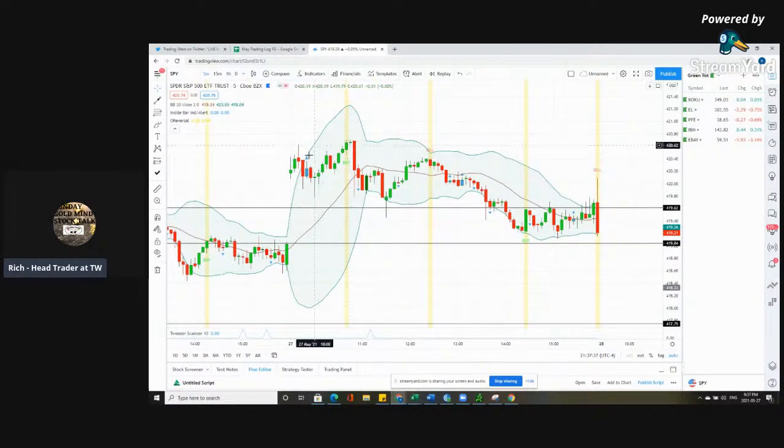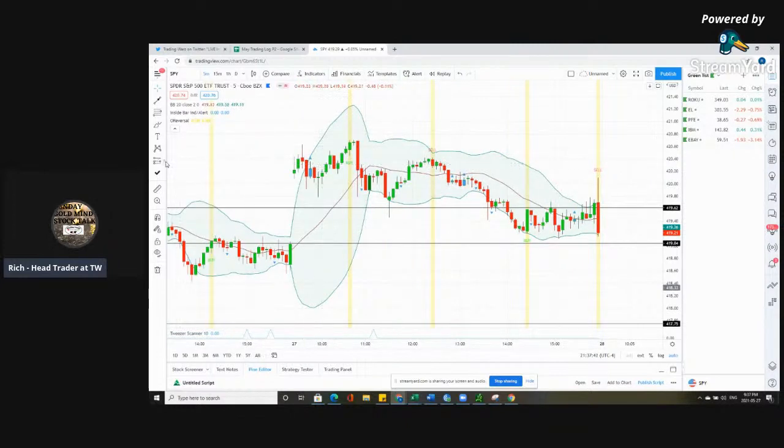Now what's next? Inside bar shows up here. It's looking you right in the face. What do we do? Well, we see the inside bar, and we can take the breakout of the inside bar. So we're gonna take the breakout right here, and we'll front run it a little bit like that.